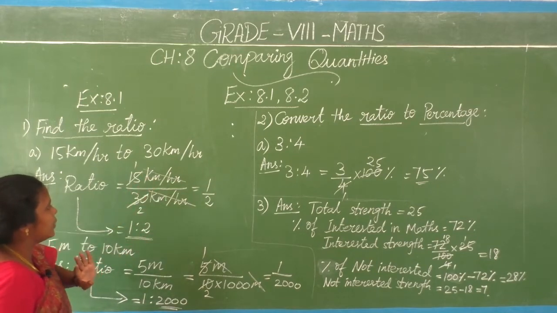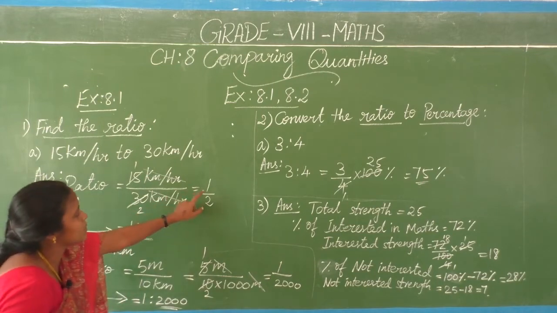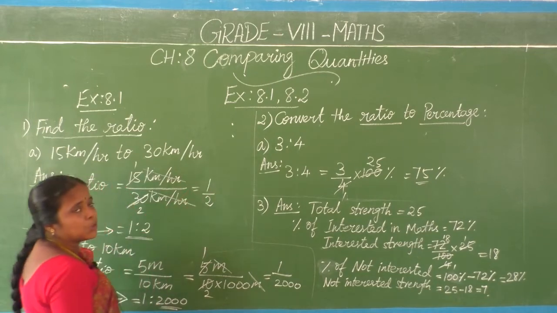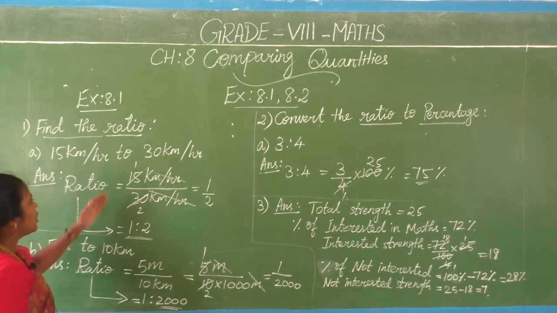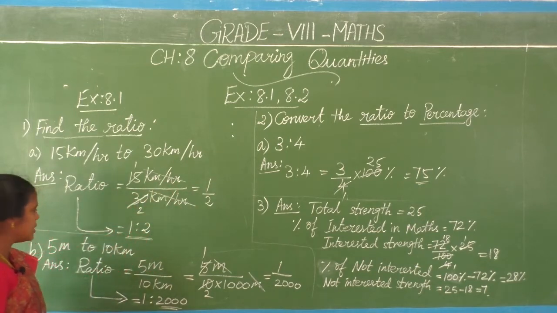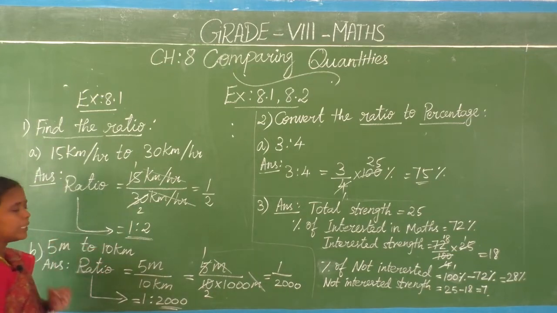We have to cancel them, because at the beginning of the class itself I told you ratio has no unit. It can be expressed in simplest form. The symbol is like this, read as "is to". 15 by 30 is nothing but 1 by 2, so 1:2. Understood?